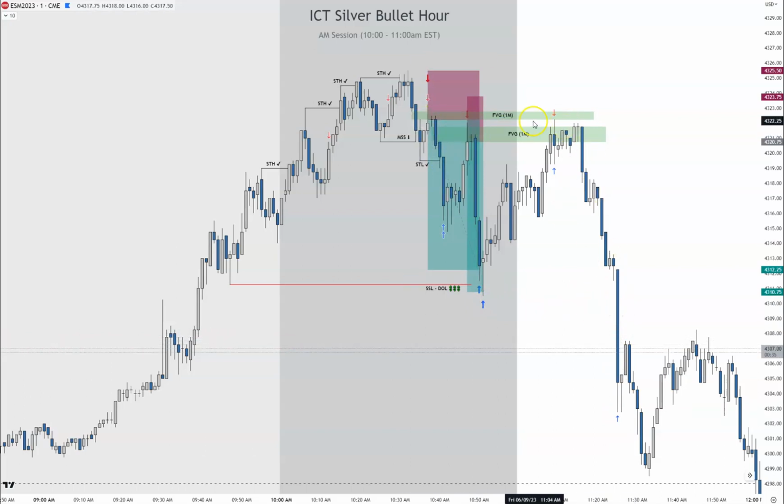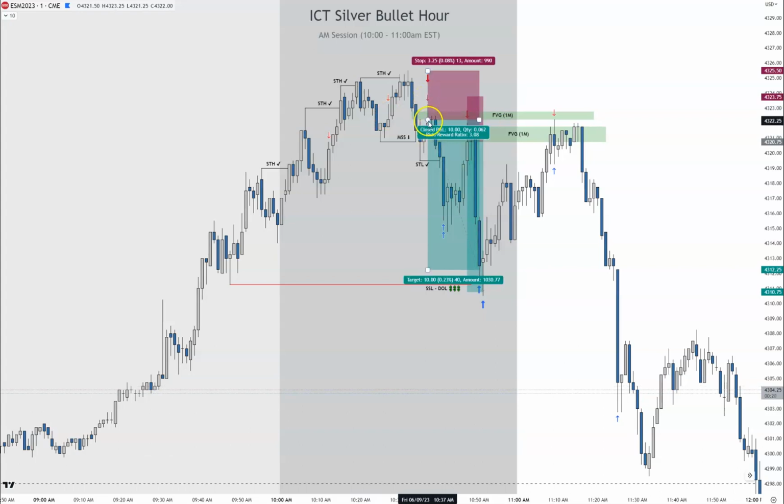Had it not taken me out here, I still would have aimed for right here. Would have got 12 handles, but it took me out, so I entered right there because I didn't want to be taken out. I literally got taken out right at the top, one tick away from not being taken out. So I just re-entered. I just wanted to show you, had I waited for this to be taken out, I wouldn't have entered here.